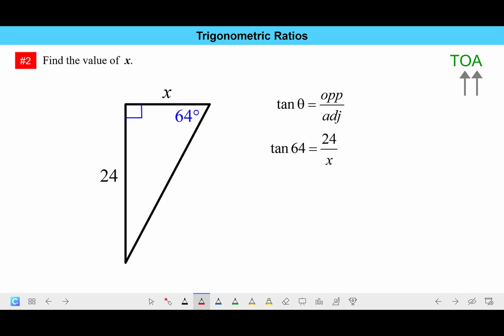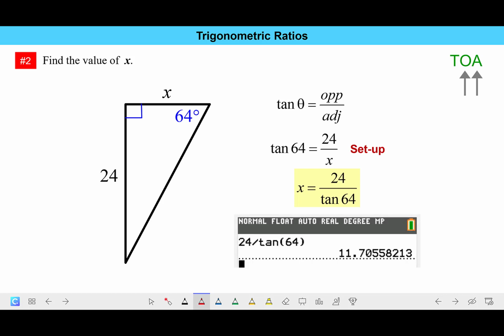Now solving this is just a proportion, which we can use cross products and go ahead and solve for x. That's our setup, and we would get this. And this would be in our trigonometric ratio. So if you just wanted it in terms of trig values, that would be it. Of course, you can plug that into your calculator.